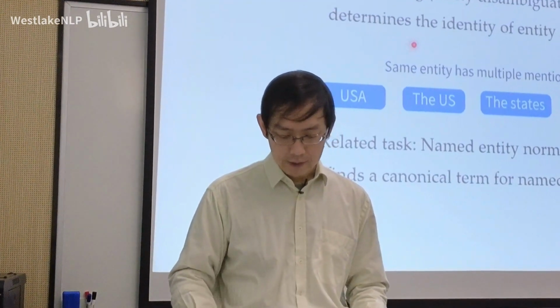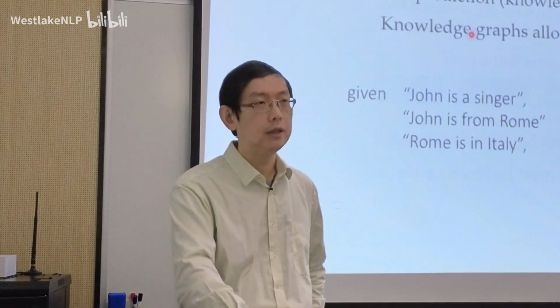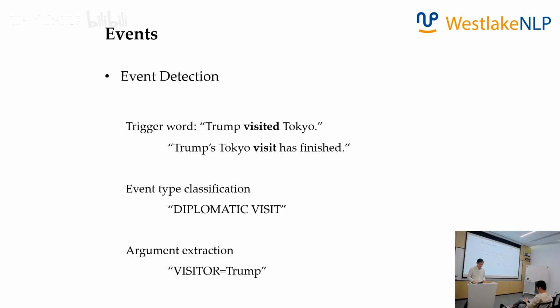One task in knowledge graphs that is also studied in NLP is called link prediction or knowledge graph completion. This refers to the fact that no knowledge graph is complete. No knowledge graph contains every knowledge you know. So sometimes, given some knowledge, people can infer facts. For example, if you know John is a singer, John is from Rome, Rome is in Italy, then you know that there is a singer in Italy, at least. Italy has a singer. So this kind of inference task is called knowledge graph completion. Okay, so those are about relations.